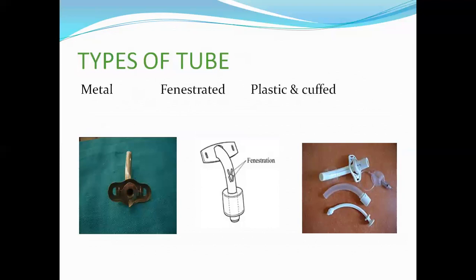Then next is the types of tube. There are three types of tube. First is the metal, then the fenestrated, and the third one is the plastic and cuffed. The metal tracheostomy tube was used previously. When the patient comes into the hospital, this tube is removed and sterilized, then again connected to the patient's trachea.